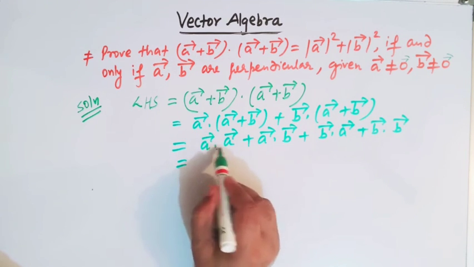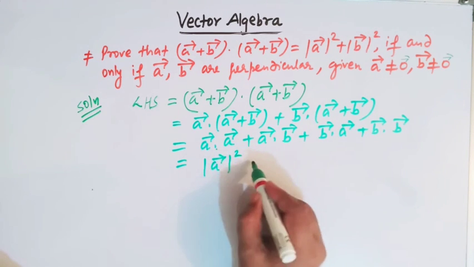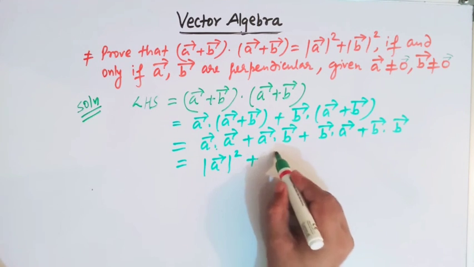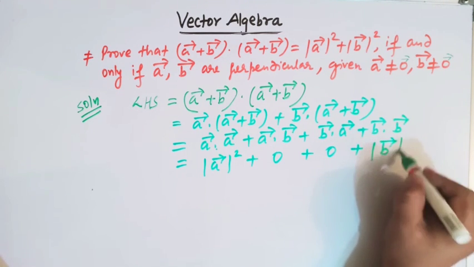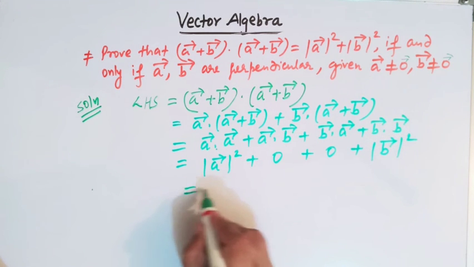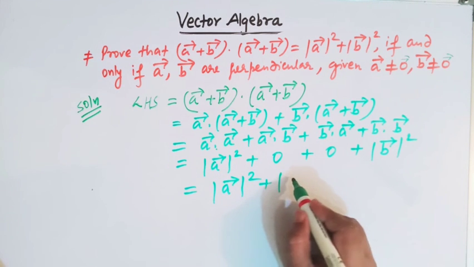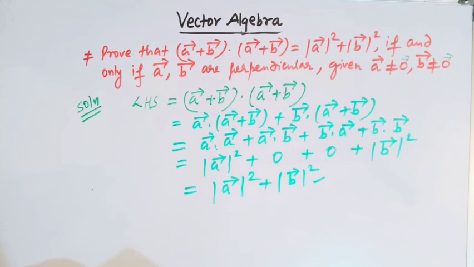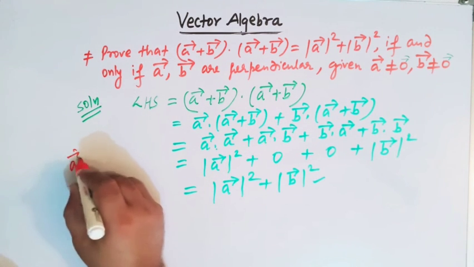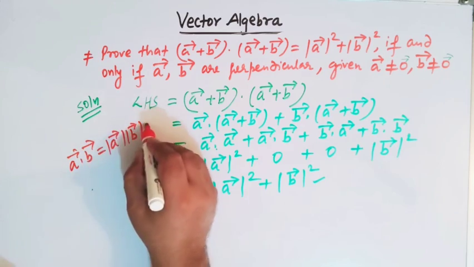Now here vector A dot vector A is the square of the magnitude of vector A, and then A dot B is 0, B dot A is also 0, and here we have the square of the magnitude of vector B, and this is equal to square of magnitude of vector A plus square of the magnitude of vector B, right? Now here A dot B is equal to magnitude of A, magnitude of B cos theta.